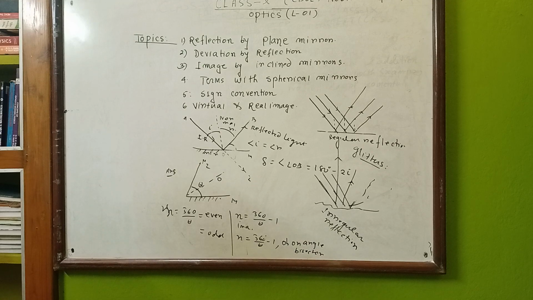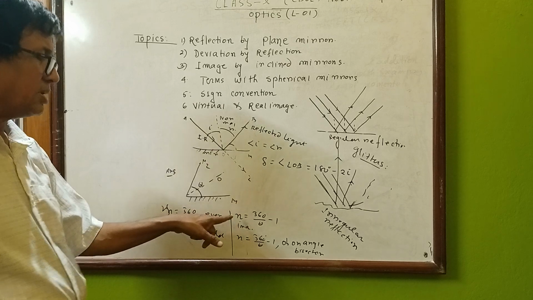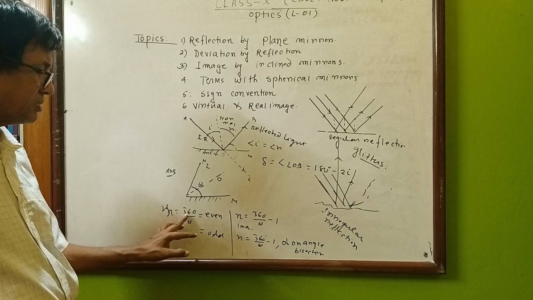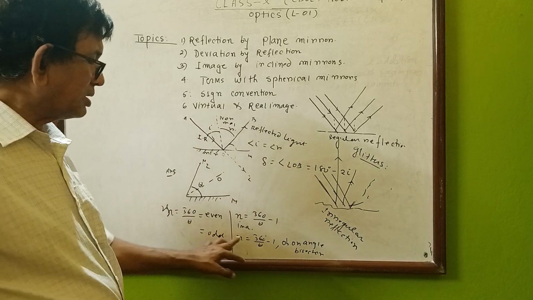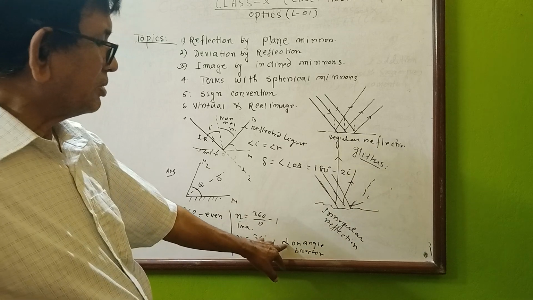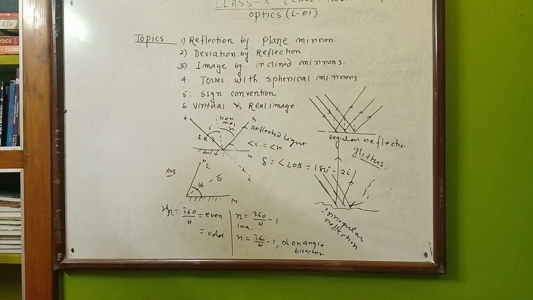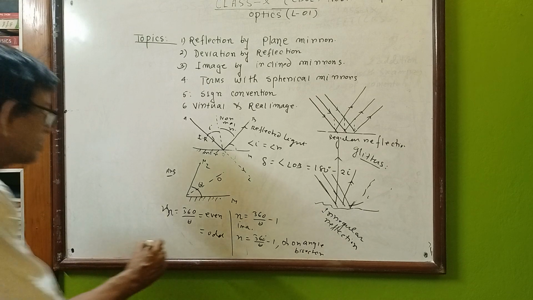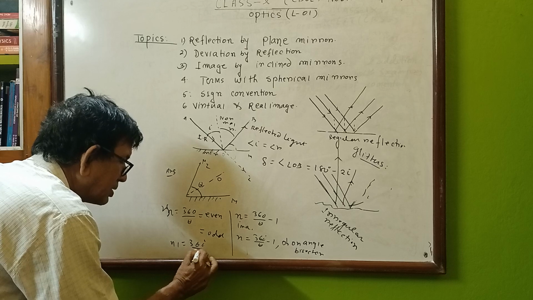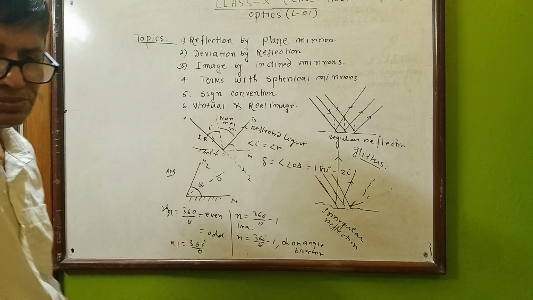Object on angle bisector. Again I am telling, if 360 by theta is even, then the number of images is 360 by theta minus 1. If 360 by theta is odd, then again it is 360 by theta minus 1, if the object is placed on the angle bisector. But if the object is not placed on the angle bisector, then the number of images n will be 360 by theta.